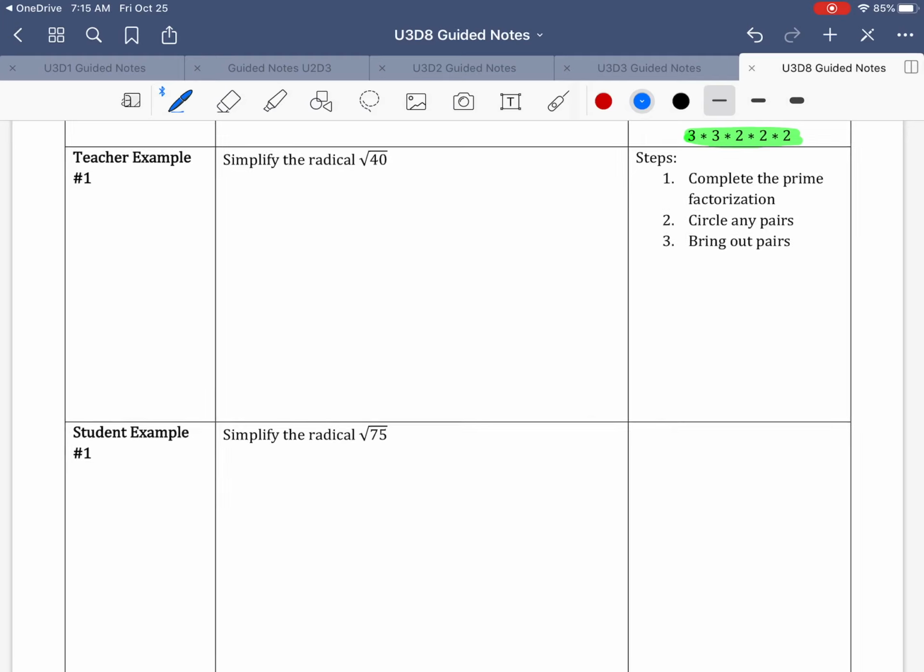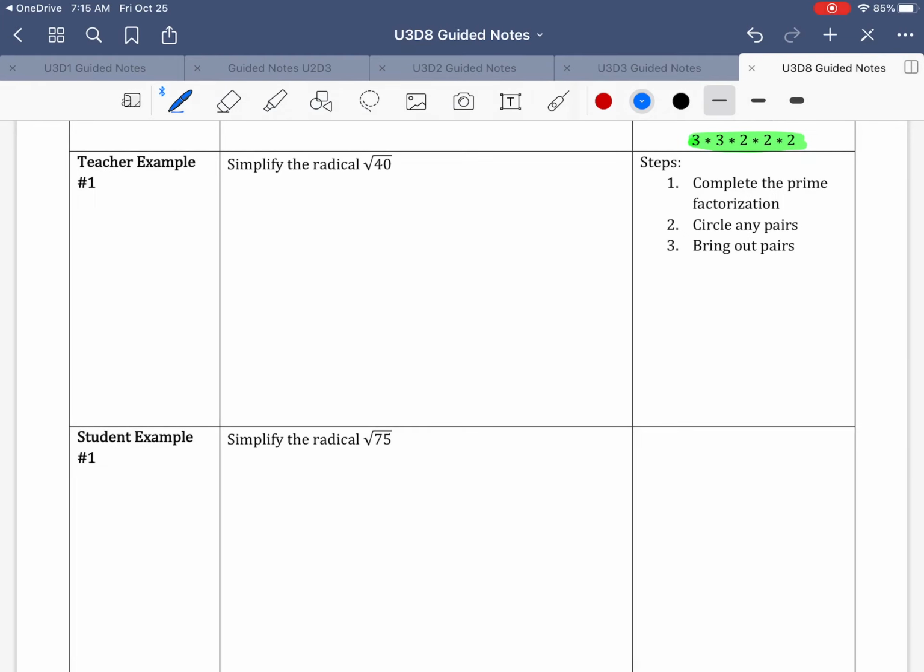Now our first teacher example is going to be to simplify the radical square root of 40. The first thing we have to do is to complete the prime factorization for 40. So what are two numbers that multiply and give us 40? Well, we have 4 and we have 10. Neither of those numbers are prime numbers, so we have to keep going. So 4, we end up with 2 times 2. 10, we get 2 times 5. So the prime factorization is 2 times 2 times 2 times 5.